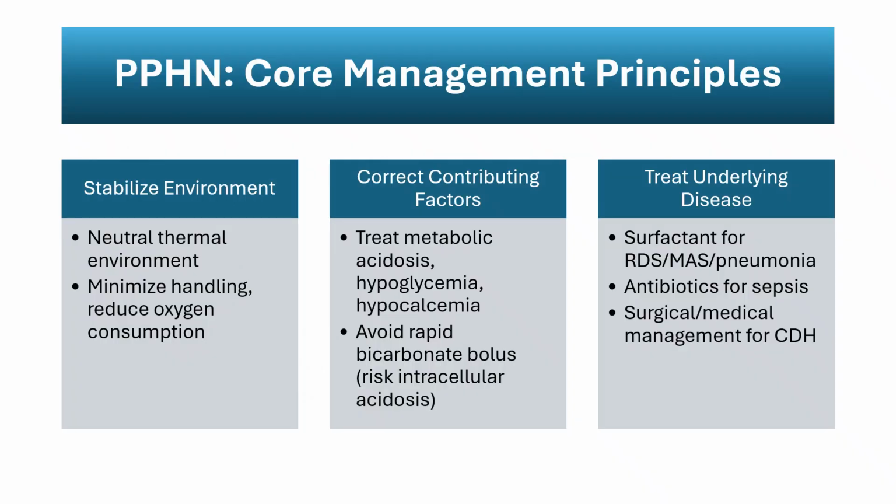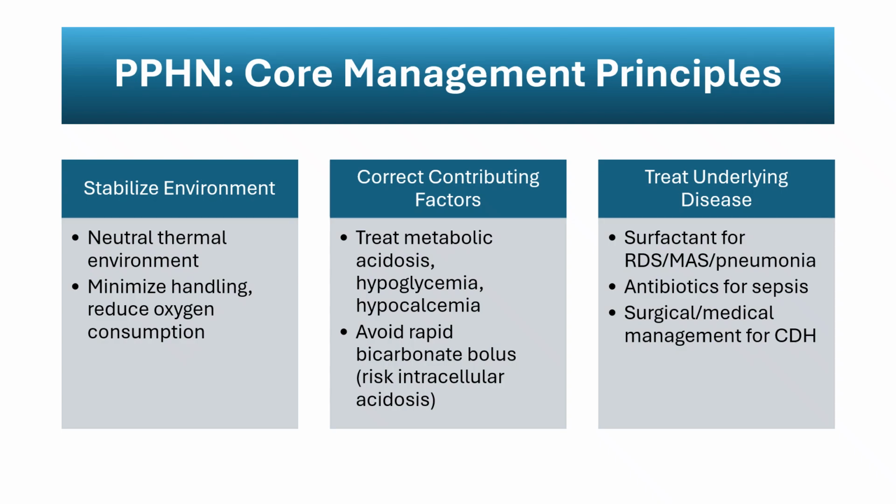Management begins with stabilizing the infant's environment. Maintaining a neutral thermal environment and minimizing handling reduces oxygen consumption and prevents increases in pulmonary vascular resistance. Correcting contributing factors is essential. Metabolic disturbances such as acidosis, hypoglycemia, and hypocalcemia must be addressed carefully. Rapid correction of acidosis with bicarbonate can worsen intracellular acid-base balance and increase pulmonary vasoconstriction.